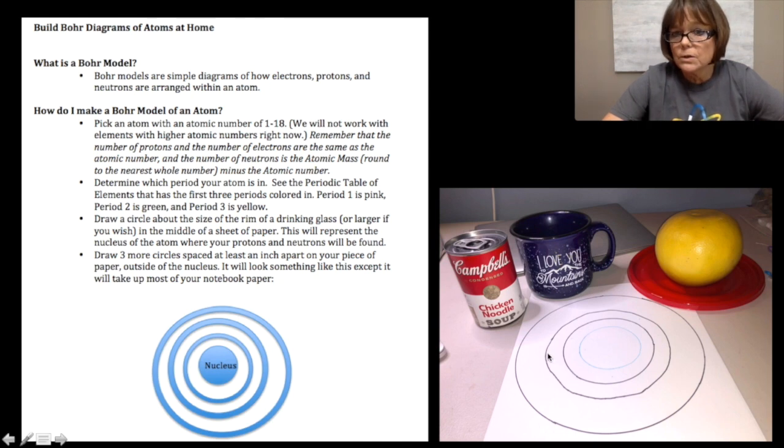The next circle that I made is the second orbital, and I had a grapefruit, and it worked fine. My circle is not perfectly round that I traced with the grapefruit, but you know what? It doesn't matter. We are not sweating the small stuff during this time. We're just going to have some fun with Bohr models. And then I had a lid that goes to a Tupperware container or something, and I used that to make my third orbital.